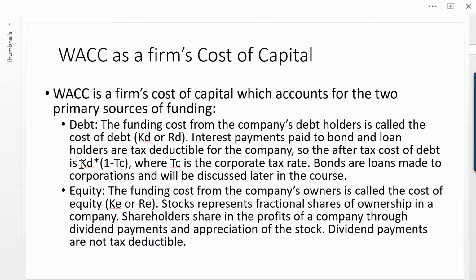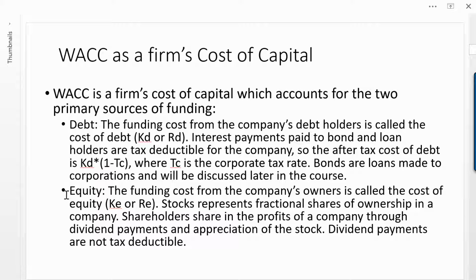So what we'll generally use, or always use, is the after-tax cost of debt. Now bonds, we haven't really talked much about bonds yet. Bonds are loans made to corporations, and we're going to discuss those later, but at this point we'll just consider them loans. Now equity is another source of capital, so a firm may raise money by issuing bonds or getting bank loans, or it also can issue stock.